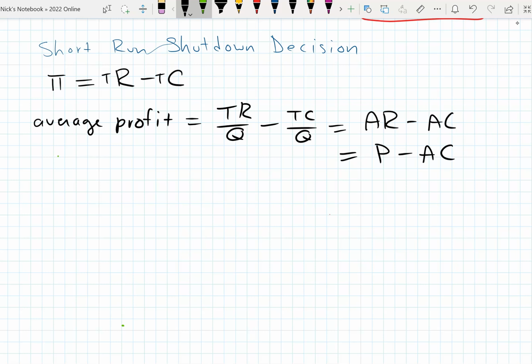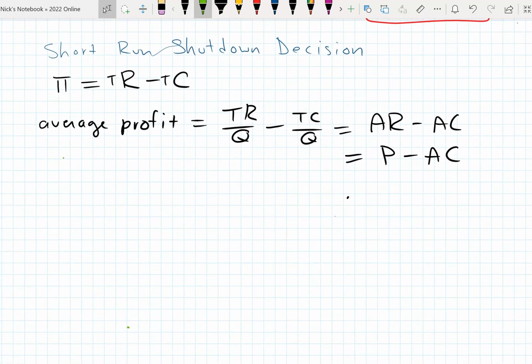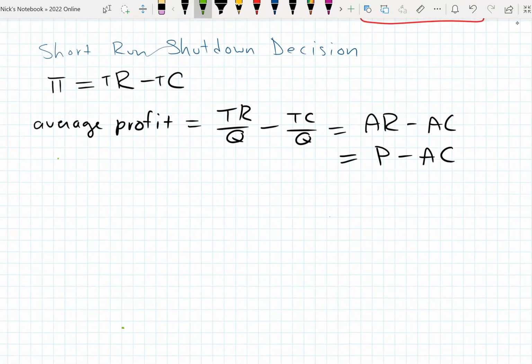Okay. So when we're looking at an individual unit, we can see what's happening with the profit when we compare these two. Our profit is told to us by price minus average cost. This tells us how much profit we're getting per unit. So this part is our profit per unit.